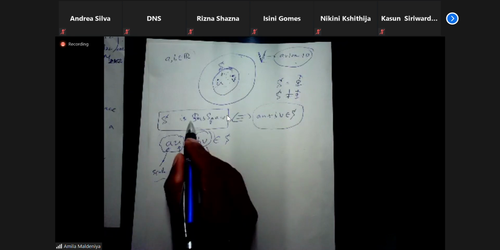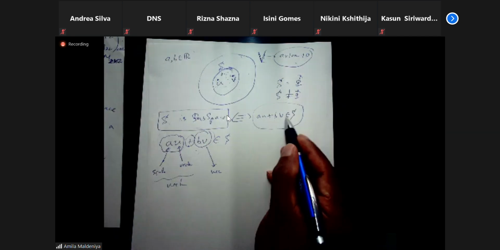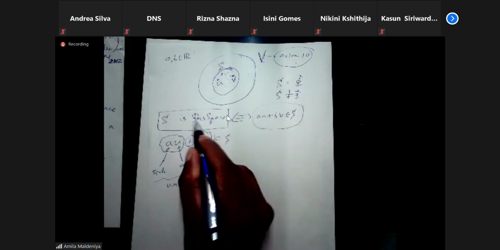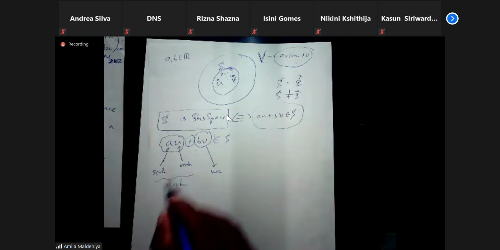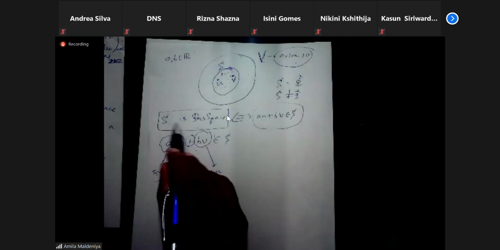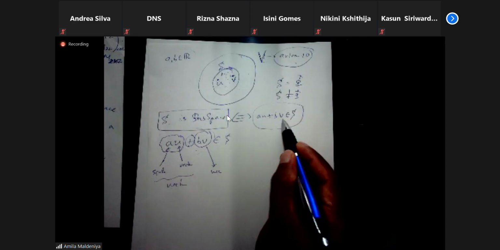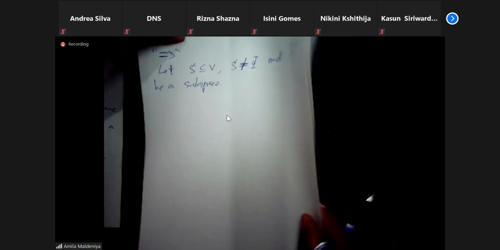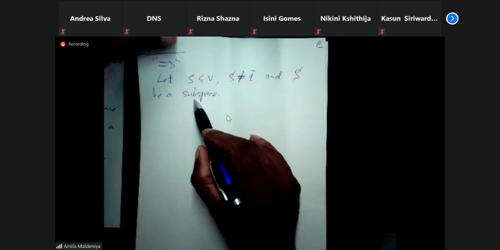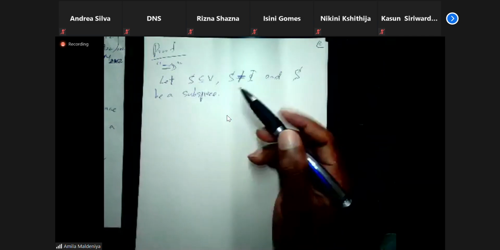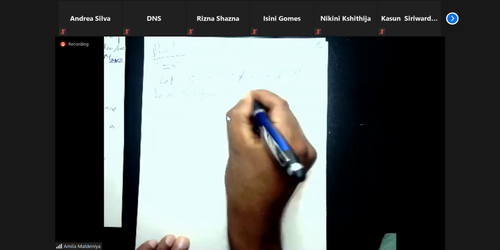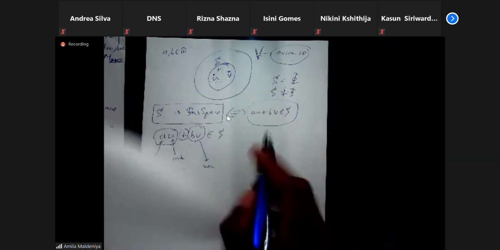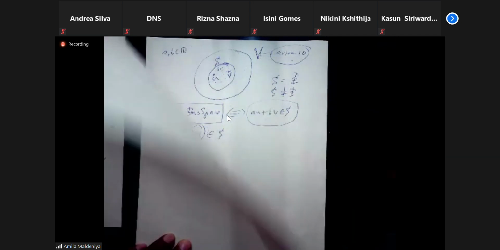If S is a subspace, then AU plus BV belongs to S. The other way is, if AU plus BV is in the S, then S is a subspace. So first we are looking at this direction. That means we are taking S to be a subspace. Okay, then we need to prove it satisfies this one. That part is easy, right? Now let's see. Let S be a subspace. Then, to prove this one, let's take any U and V in the S, and A and B are scalars, right?